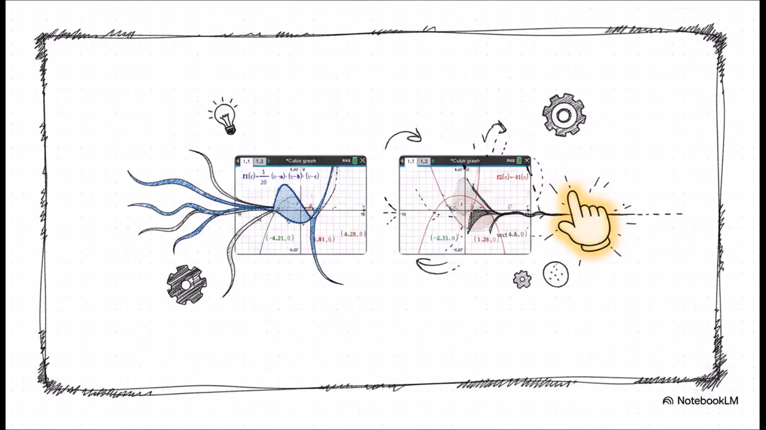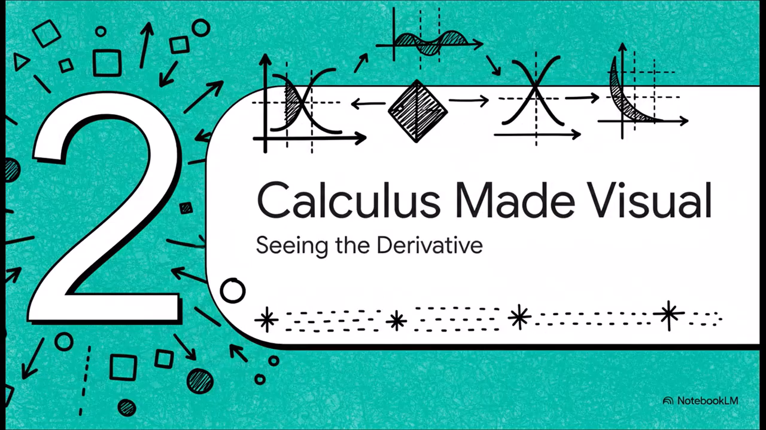And as you move it, the entire graph morphs and updates in real time. So you're not just looking at one static example, you're exploring this whole family of functions and getting a real gut feeling for how each root affects the curve. Okay, so let's take this interactive idea and apply it to something a little more advanced.